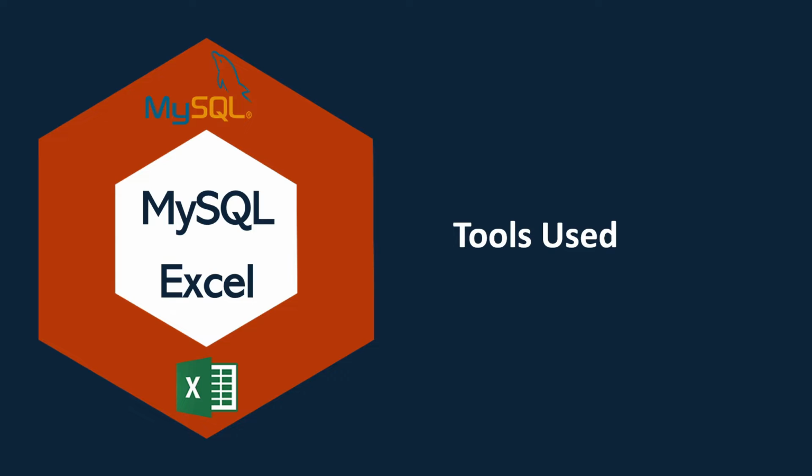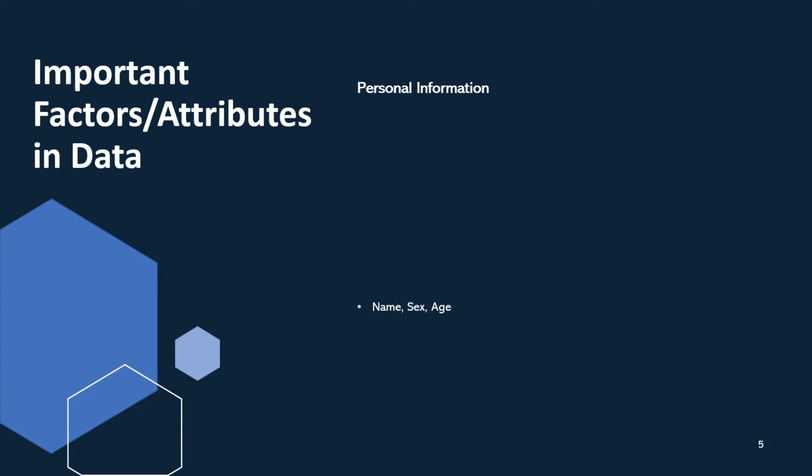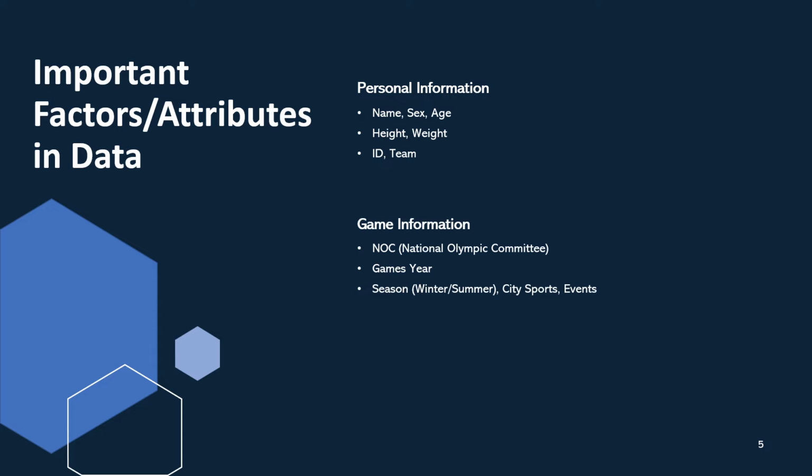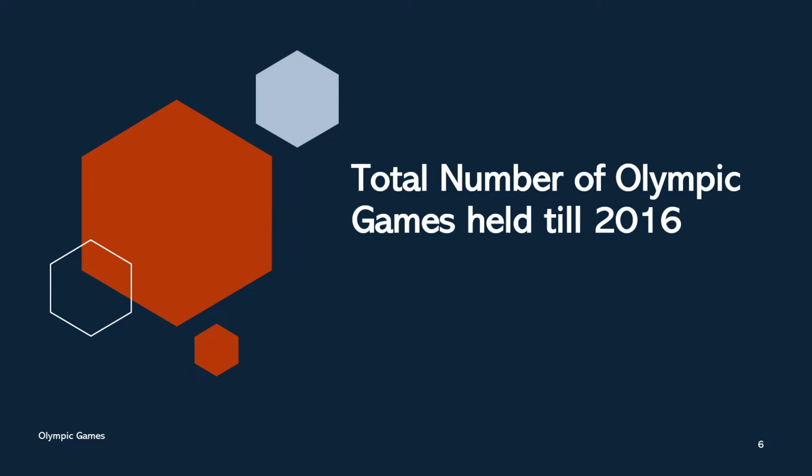Now, talking about the tools I have used, they are MySQL and Excel. Only these two tools I have used for analyzing the data. And now coming back to the factors that are important to analyze the data: of course the personal information of every athlete, that is name, sex, age, height, weight, team, game information, NOC, game year, season, city, sport, event, medal, country, etc.